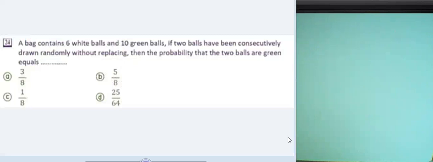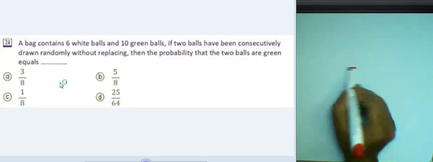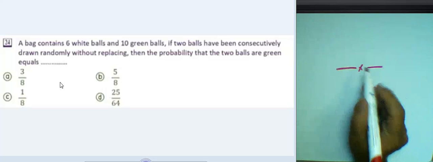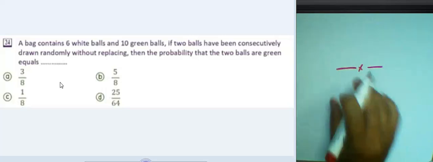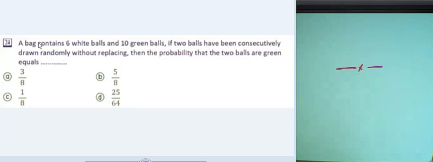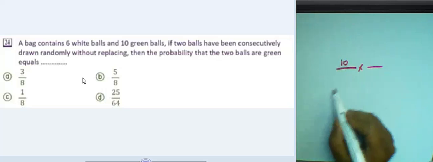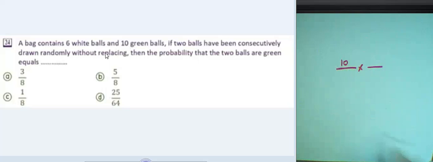Question 24. A bag contains 6 white balls and 10 green balls. If 2 balls are drawn consecutively at random without replacement, then the probability that both balls are green equals what? The first will be what? And the second will be what? The first will be green. How many green here? 10, over the total, 6 plus 10 equals 16.